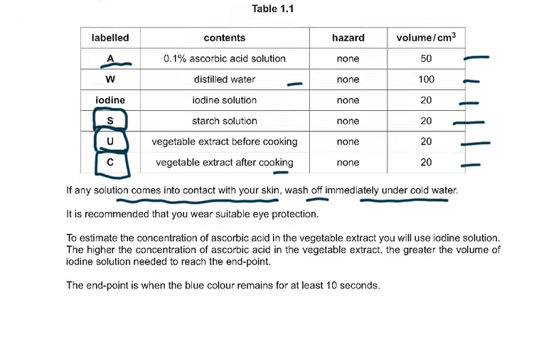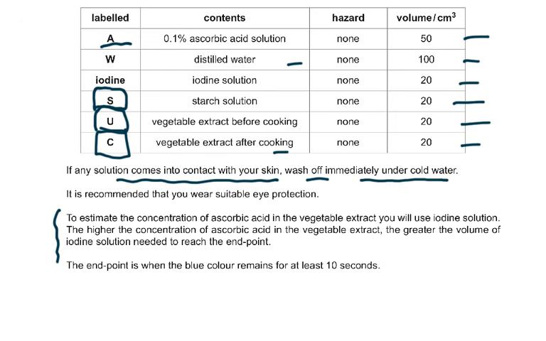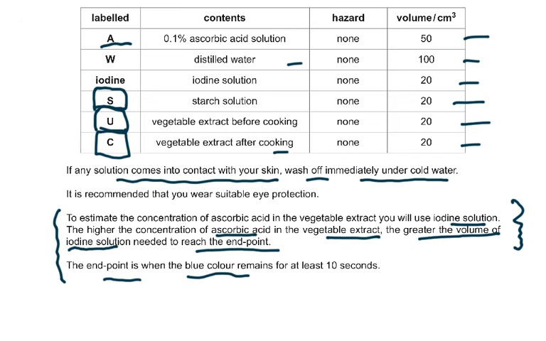It is recommended that you wear suitable eye protection. To estimate the concentration of ascorbic acid in the vegetable extract, you will use iodine solution. The higher the concentration of ascorbic acid in the vegetable extract, the greater the volume of iodine solution used. So if you have 1 ascorbic acid, then the volume will be 1. If you have 5 ascorbic acid, the volume of iodine solution will be 5. So the higher the concentration of ascorbic acid, the greater the volume of iodine needed to reach the end point. This is information which is given to you. You need to remember this when you're doing the rest of the question. The end point is when the blue color remains for at least 10 seconds.